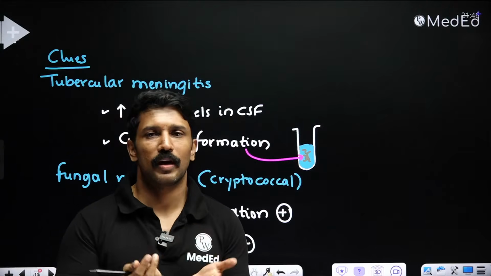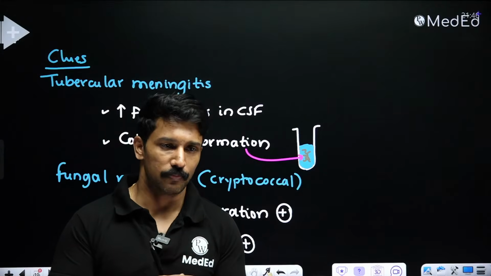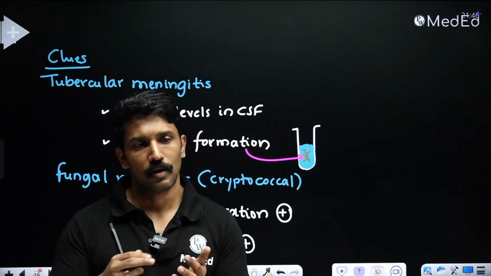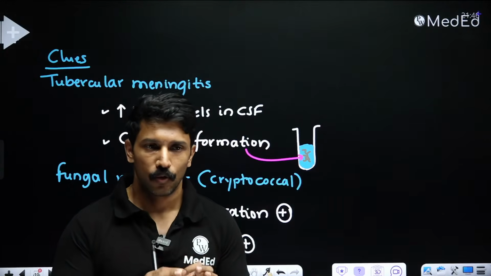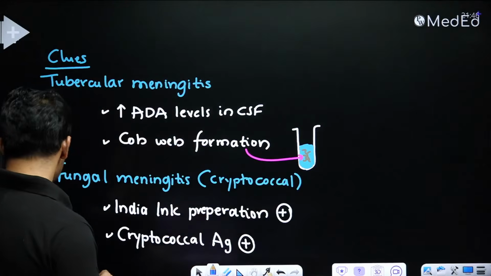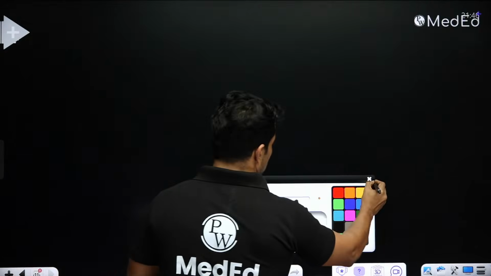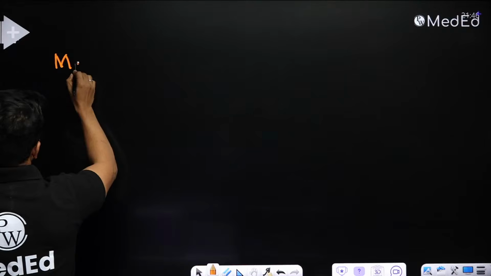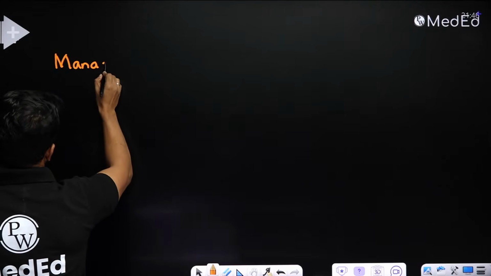By this time, you should have a clear diagnosis whether you're dealing with bacterial, fungal, viral, or tubercular meningitis. Once we have the diagnosis, it's time for the management. And when we are talking about management, the first statement I want you to remember is that bacterial meningitis carries very high mortality.